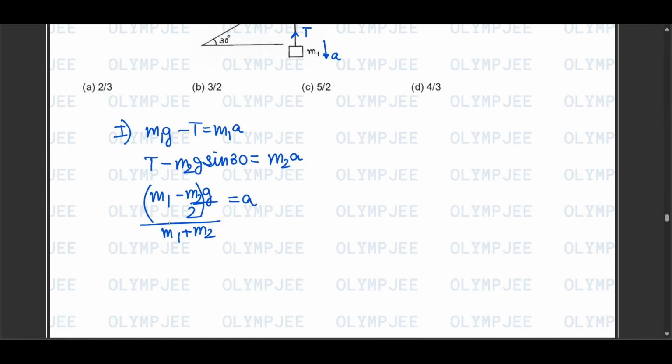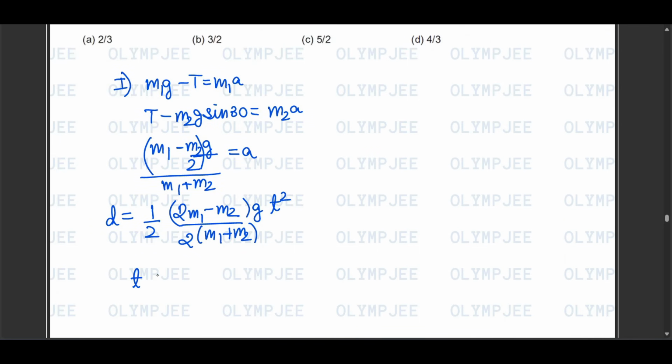So the time required to fall through a distance d will be calculated as d is equal to s is equal to ut plus half at square, and since u is 0, d is half times 2 m1 minus m2 by 2 m1 plus m2 g t square. So the time will be the square root of 4d m1 plus m2 divided by 2 m1 minus m2 g.